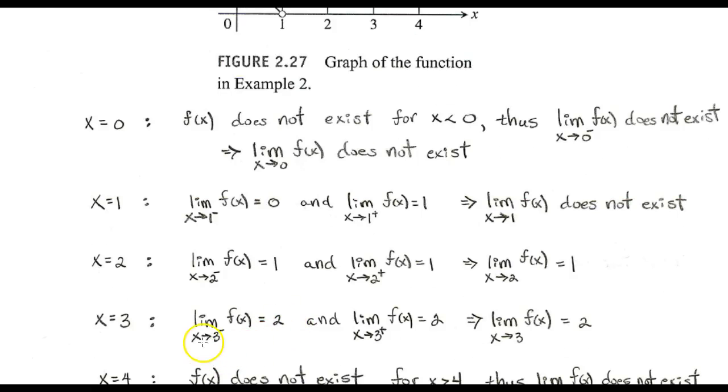Actually, the function itself is that same limit, but that doesn't matter. What matters is the two one-sided limits are the same. They're both 2. So the two-sided limit, the limit of f of x as x approaches 3, is also 2.